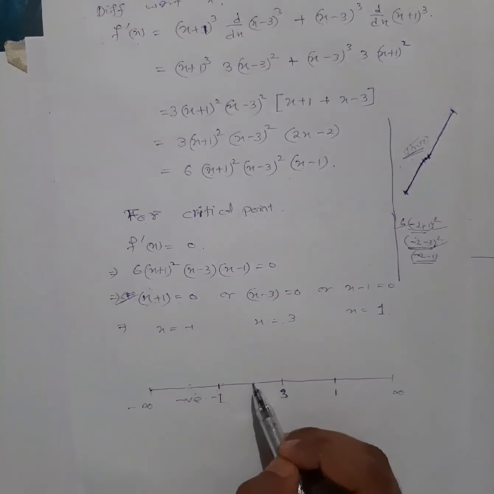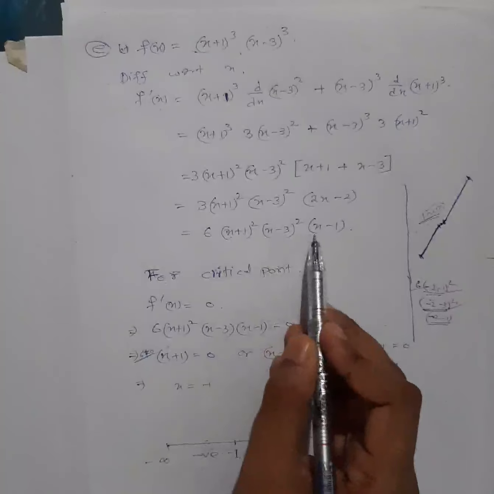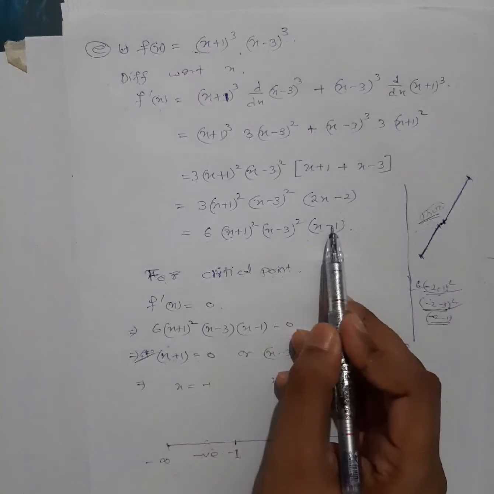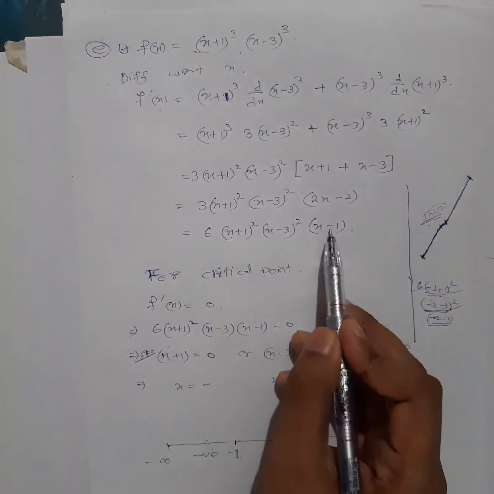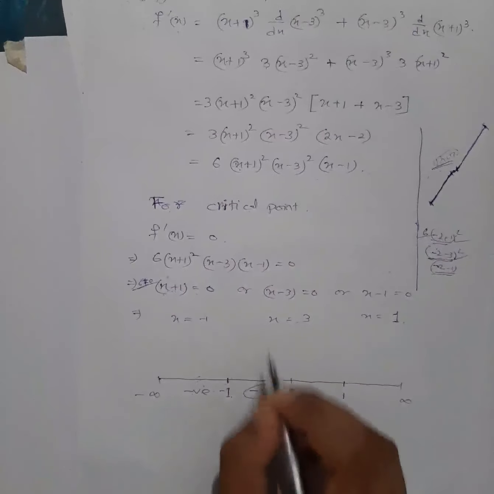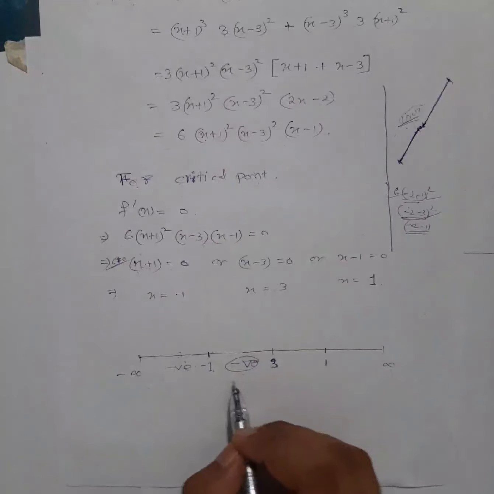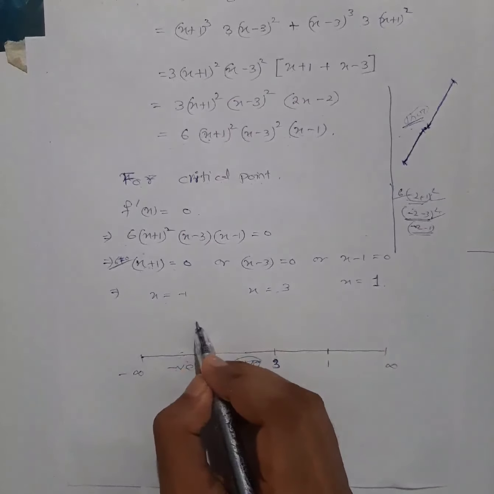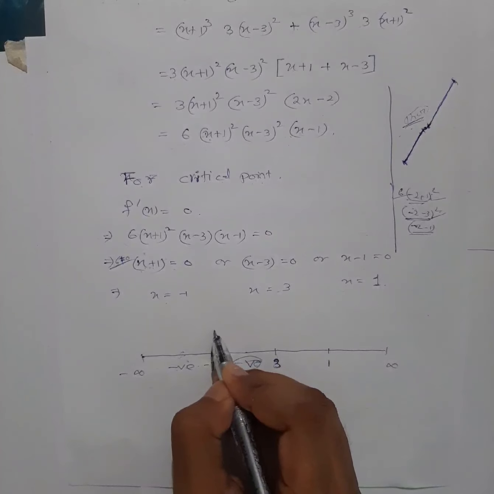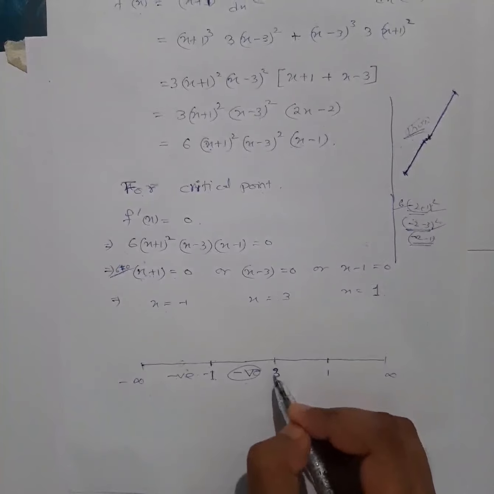-1 to 3, so take any point. Let's take 0, better. If I take 0, positive, positive, and 0 here, this will be negative. -1 you will get, so minus into any positive number will be negative only. So you can see the graph will be decreasing here, then it will become neutral, and then again it will be decreasing. I will show you the graph also. So from here till here it will be decreasing.